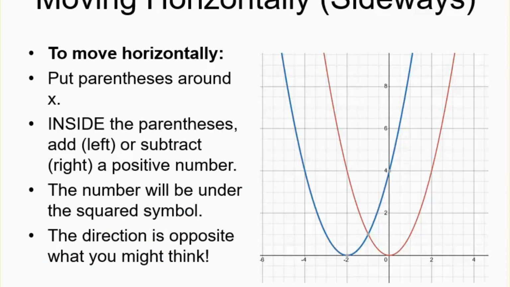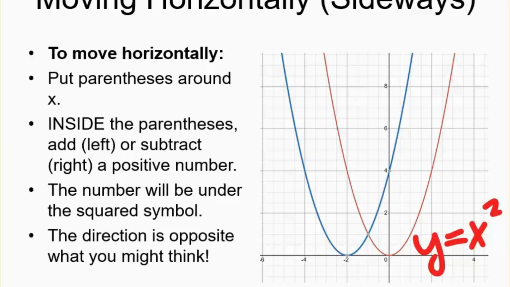We can also move the graph sideways, or horizontally. The key thing about this is that we're going to need parentheses around the x. With those parentheses, we can add, which is actually going to move us left, or subtract, which is going to move us right. Intuitively, the direction is probably opposite of what you think. And the key thing is our number will be underneath the squared symbol, in parentheses.